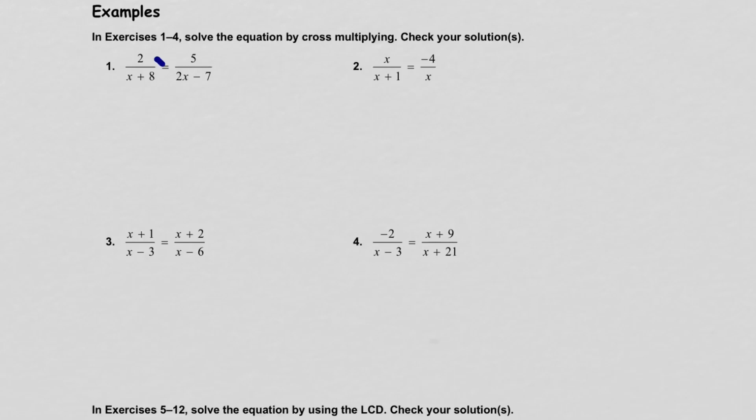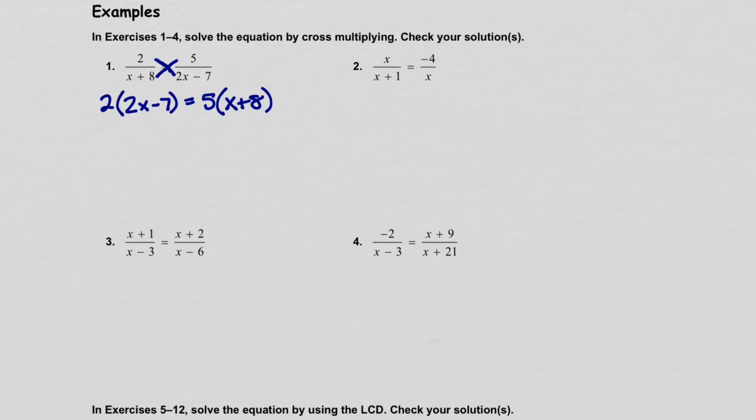If I take 2 and multiply it by the denominator on the other side, I get 2 times 2x minus 7. And that equals 5 times the other denominator, x plus 8. That's what it means by cross. It makes a cross: it multiplies the numerator on top on one side by the denominator on the other.